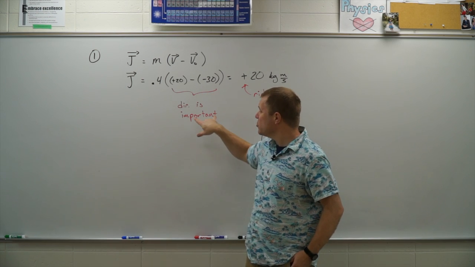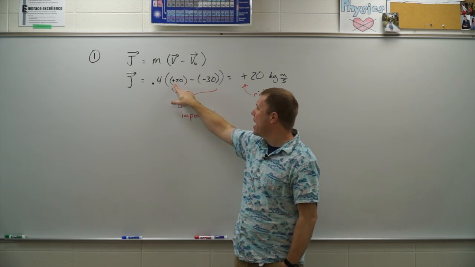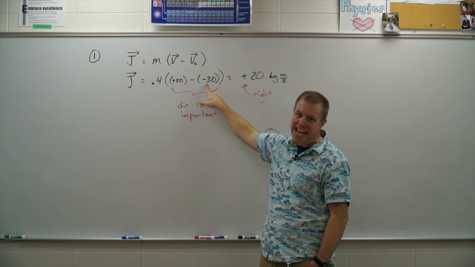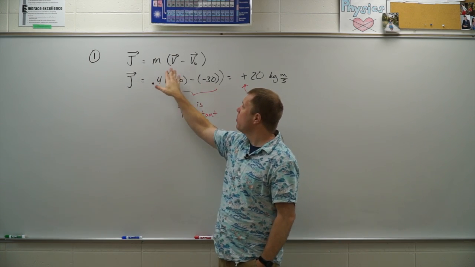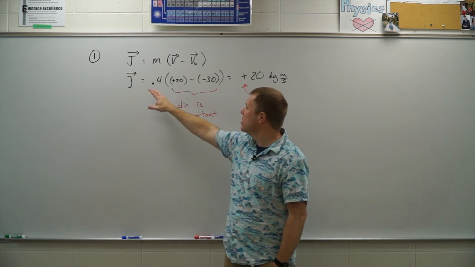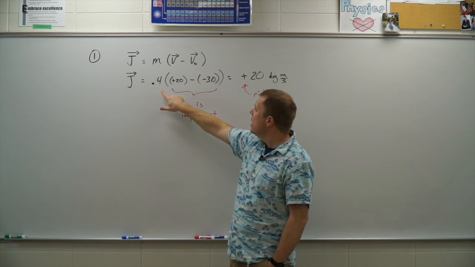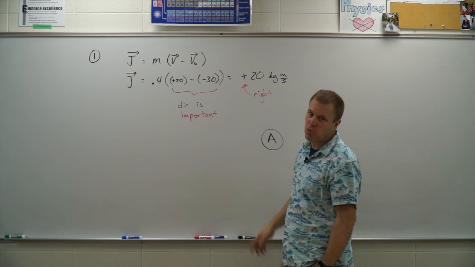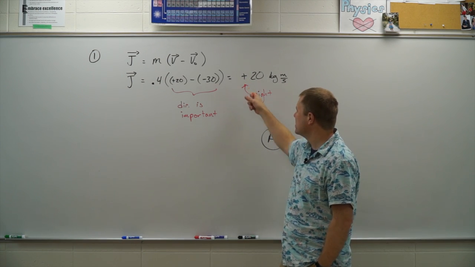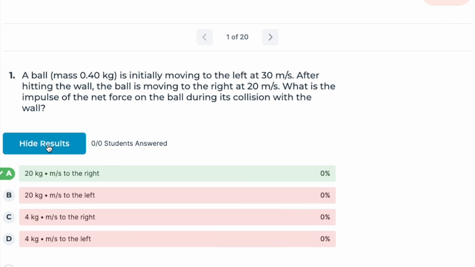All right, so because direction is important here, we need to make sure on those velocities we have our positive for meaning to the right and our negative for meaning to the left. So when we put in those velocities into our impulse momentum theorem, and we're going to use the impulse is equal to mass times change in velocity portion of that, and we end up with positive 20 kilogram meter per second. The positive just means it's to the right. Correct answer A there. Yes, A is the correct answer.